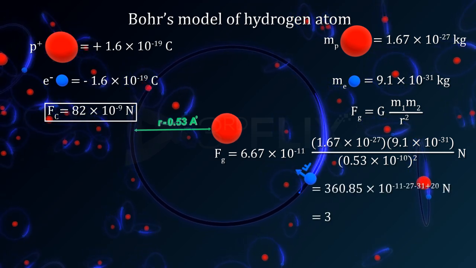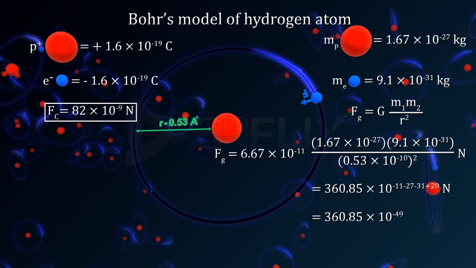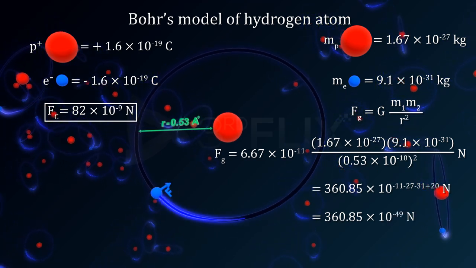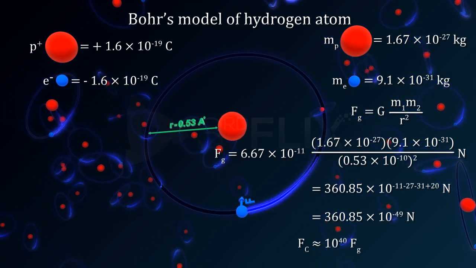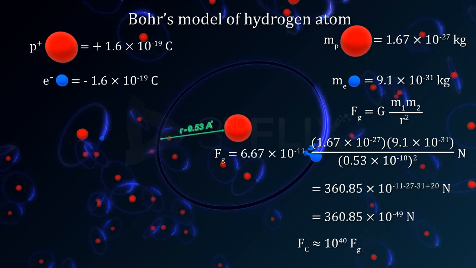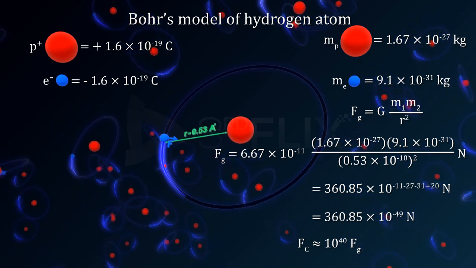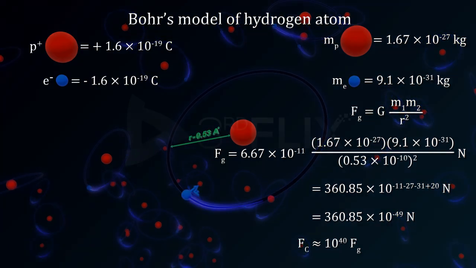This comes out to be around 360.85 into 10 power minus 49 newtons. This is around 10 power 40 times less compared to the electric force that exists between them. This is the reason why gravitational force is never taken into consideration in the study of structure of atom.